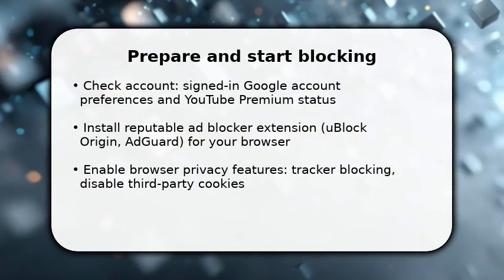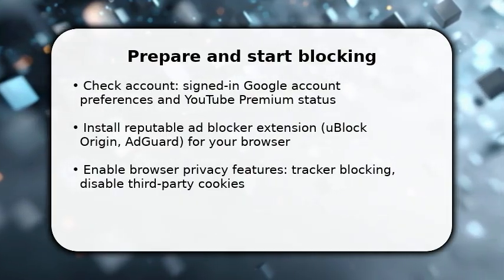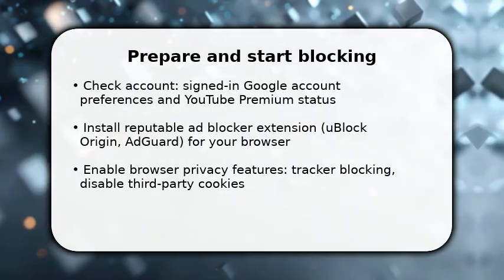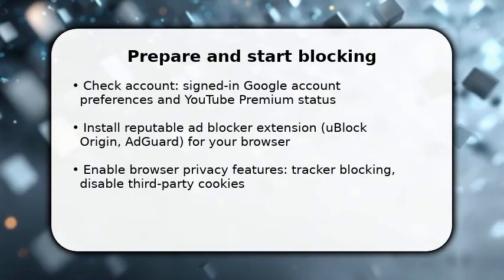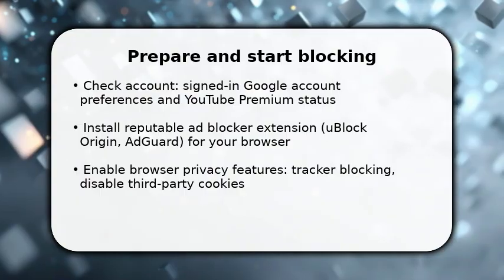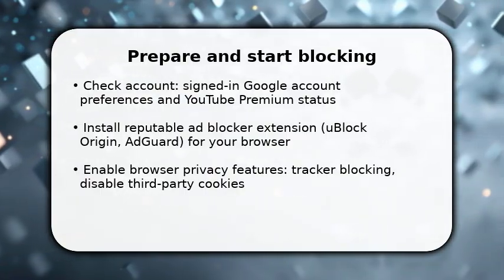You start by confirming prerequisites. You're signed into the right Google account, and you know if YouTube Premium is an option. Next, install a trusted ad blocker extension like uBlock Origin or AdGuard. This is where the actual ad suppression begins. Once installed, make sure to enable the extension and permit it to run on YouTube.